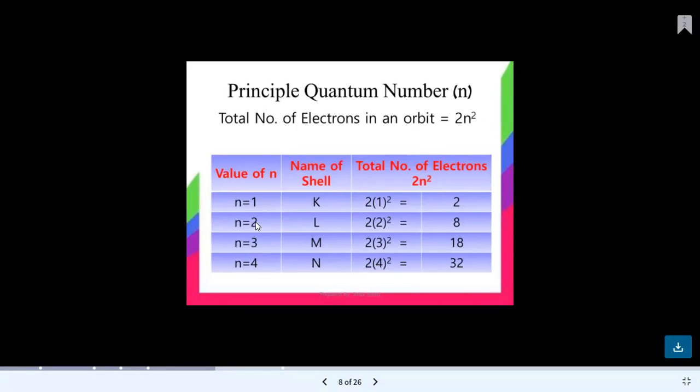For the second energy level, I'm going to have it here within parentheses, 2 squared, that is 4 times 2, which is 8. For the third energy level, 3 squared, which is 9, times 2, 18, and so on. And after the fourth, fifth, sixth, seventh is going to be the same. 32 electrons is the most you can hold there, right?